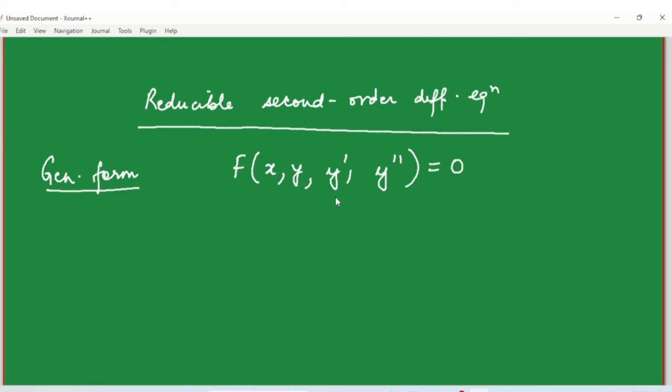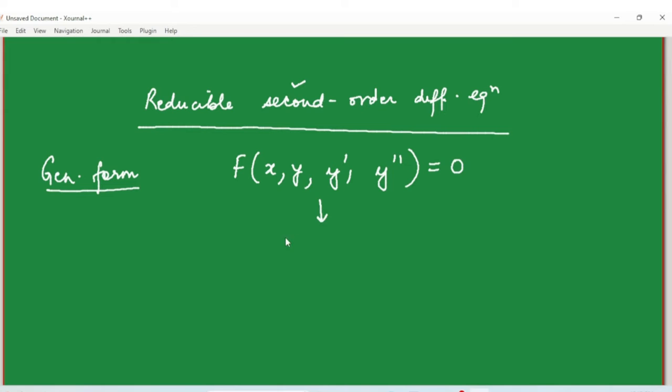So this is how our second order differential equation looks like, where x is the independent variable, y is the dependent variable, y dash stands for the first order derivative of y with respect to x, and y double dash stands for the second order derivative of y with respect to x. Since it's a second order differential equation, it cannot have order beyond y double dash. It can certainly have a y dash term, and of course it can be involving the dependent variable and the independent variable. So that's how a general second order differential equation looks like.